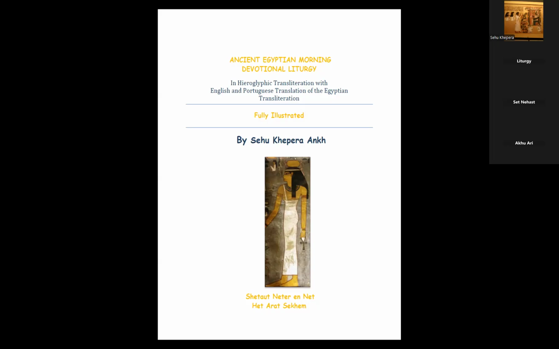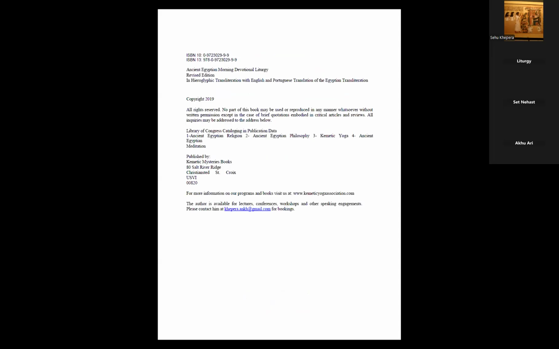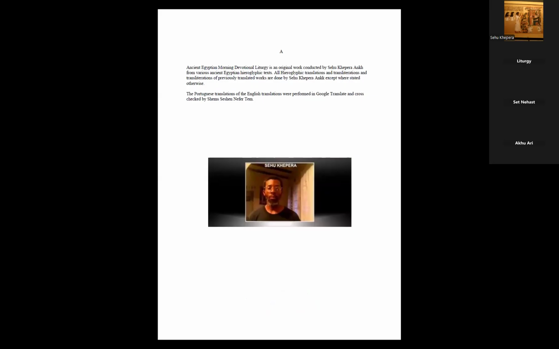Following the devotional, known as Uwashu in the Kemetic language, there will be the recitation of the liturgy and meditation, known as Uwa in the Kemetic language practice. We will have a brief wisdom teaching, known as Rek in the Kemetic language, by Sehu Khepera Ank, leader and priest of the Shetout Neter Temple of Net. Before we begin, please remember to mute all devices. We will now begin.